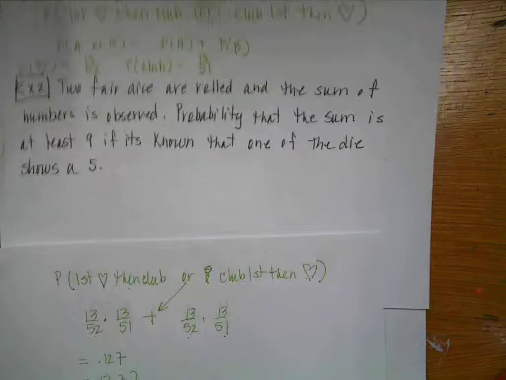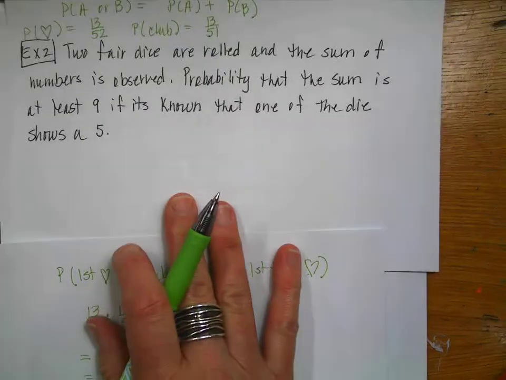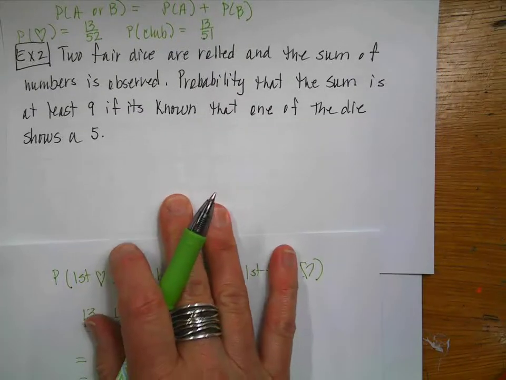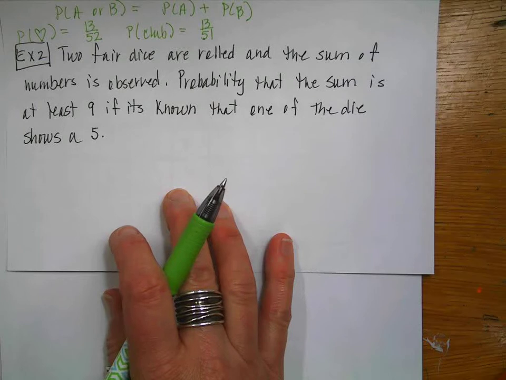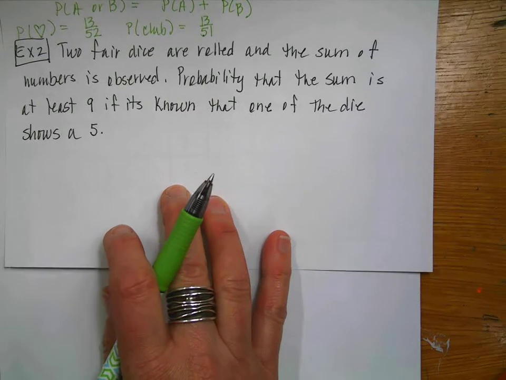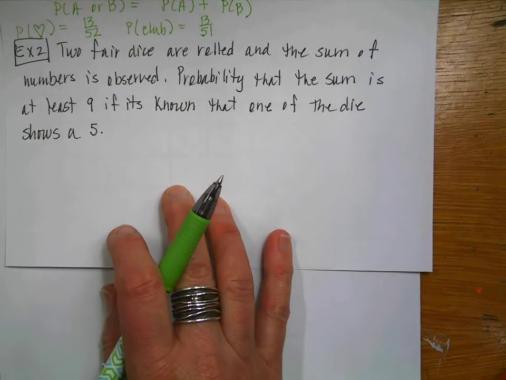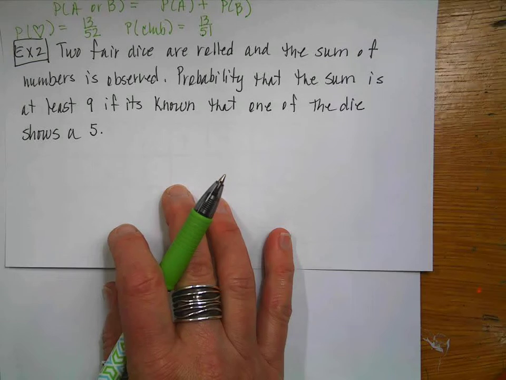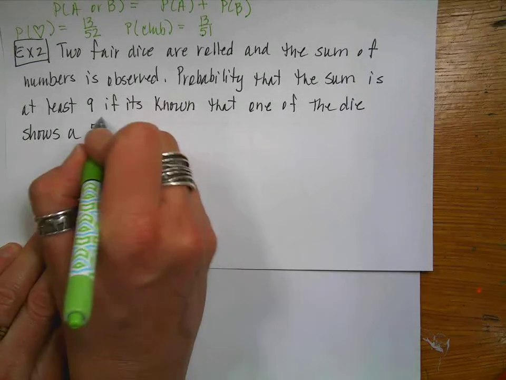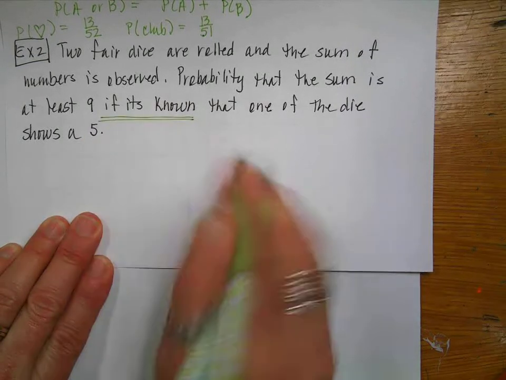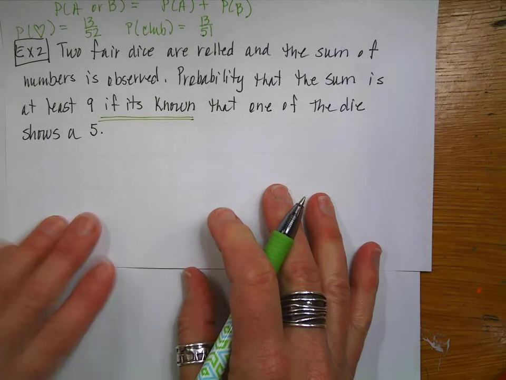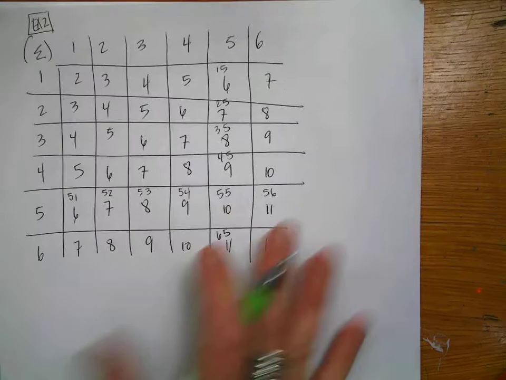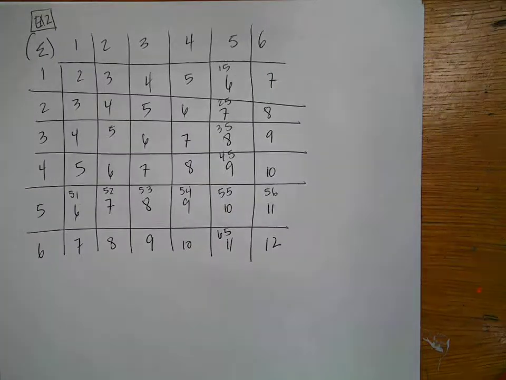Alrighty, so the next thing that we're going to do is we're going to move to example 2. And example 2 says 2 fair dice are rolled and the sum of the numbers is observed. So we're going to do a dice chart, and I already have that done for us. We want to find the probability that the sum is at least 9 if it's known that one of the die is a 5. So this statement right here, if it's known, is going to give our conditional probability. So I'm going to go ahead and move to a dice chart.